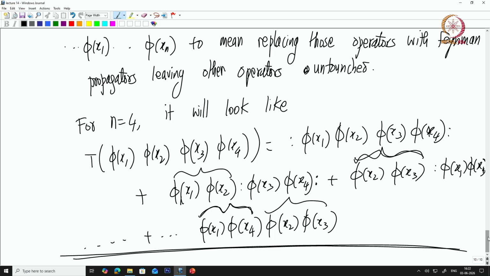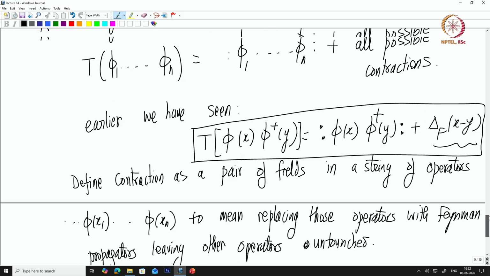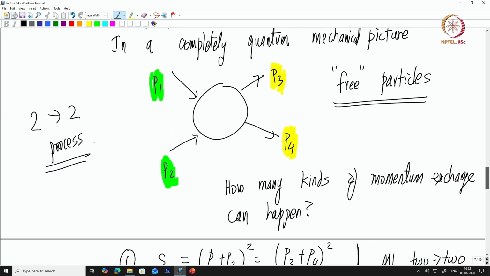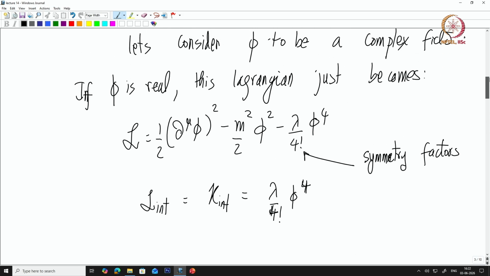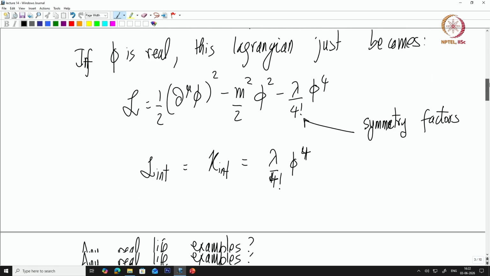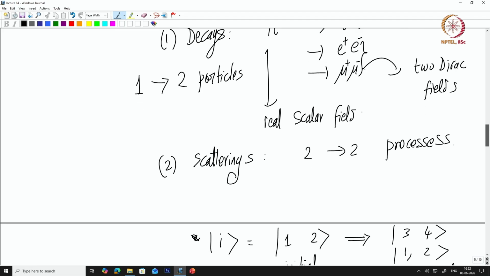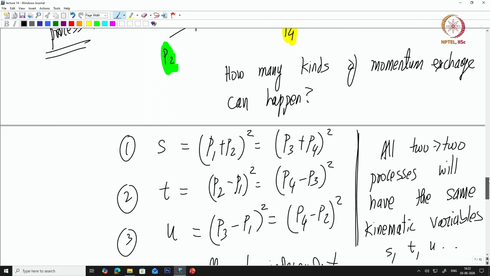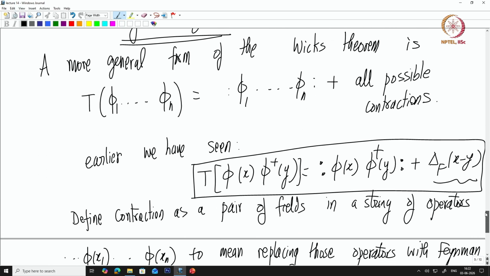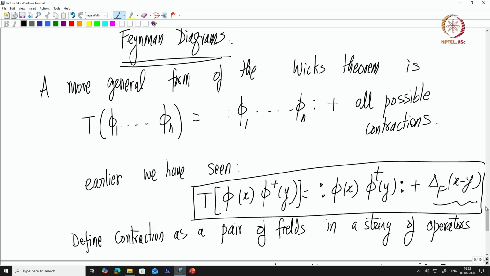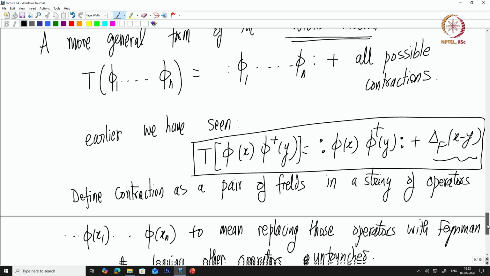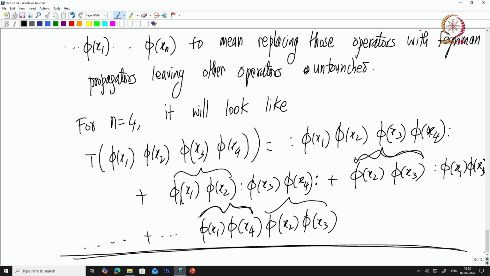Okay, so let me stop here. What we have learned today is that we started redoing the entire scattering theory, the S matrix approach and so on, and then we looked at simple examples, and then we looked at the Mandelstam variables, and we started coming towards the Feynman diagrams. Before that we looked at something called Wick's theorem. I did not yet reach the Feynman diagrams.